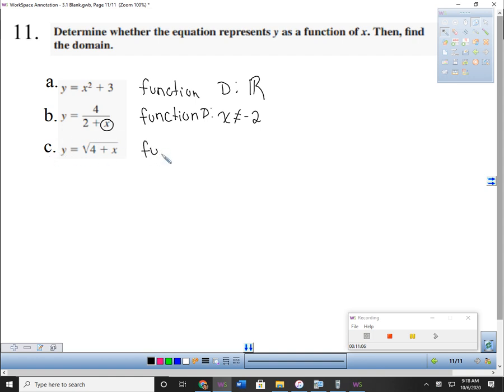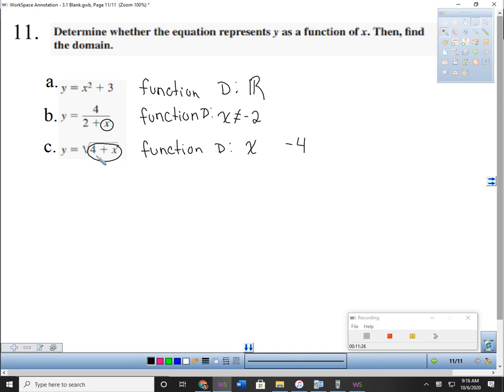All right, part C, function or no? Yes, I don't have a plus or minus out there. And then for the domain, what's the smallest number I can have in here? A 0, and what would give me a 0? -4. So I know that x is going to be something to -4.